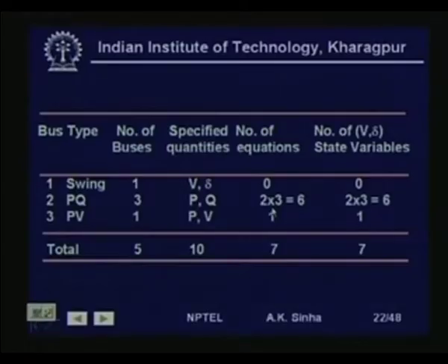So, here we need to write only one equation, that is for the real power at that bus, and the number of state variables that we need to find out is 1, that is the delta angle at that bus. So, if we see for this system, we have 7 equations and 7 unknowns which we need to find, and this we do by means of various solution techniques.